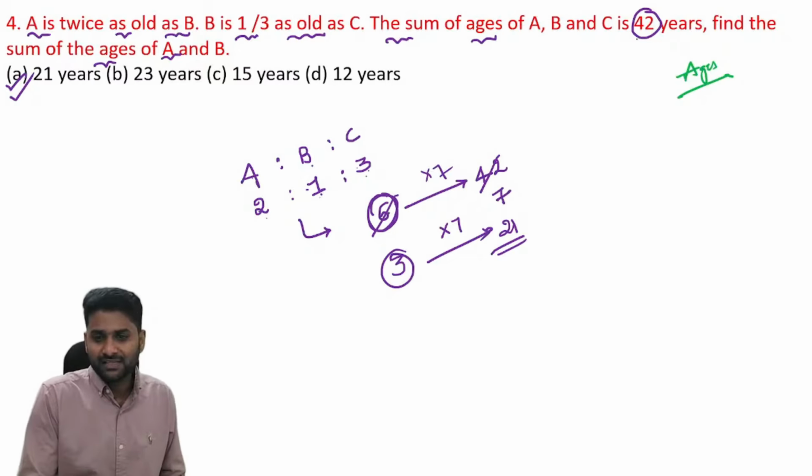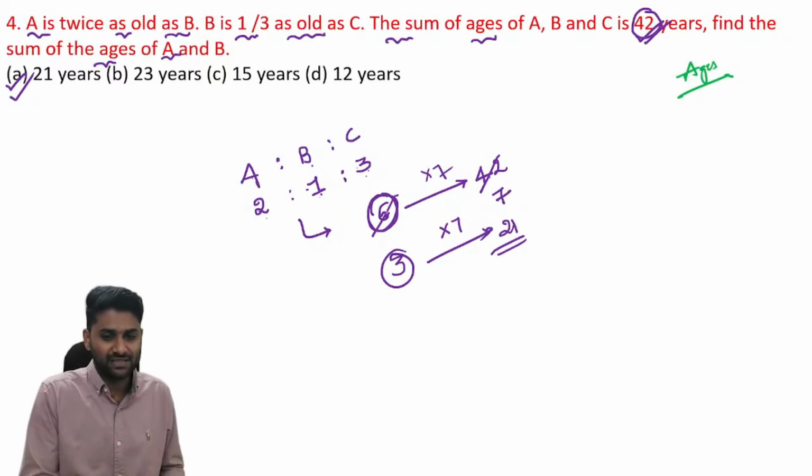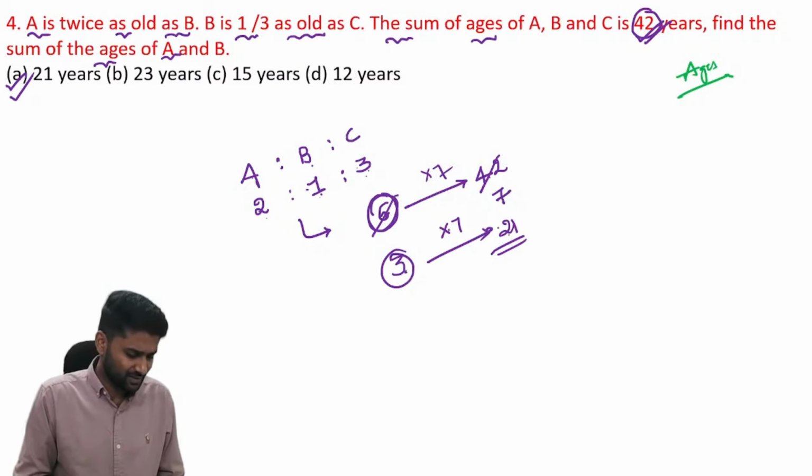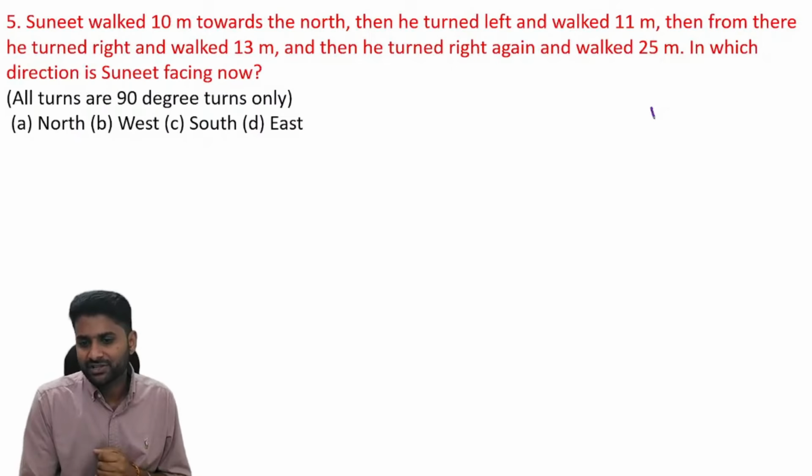So instead of 6, they given 42. If 6 becomes 42, it means each and every value is multiplied by 7 times. If 6 into 7 is 42, then 3 into 7 is 21. That is enough. Don't go for too many steps. Understand the quantity calculation. Let's see this question from directions.